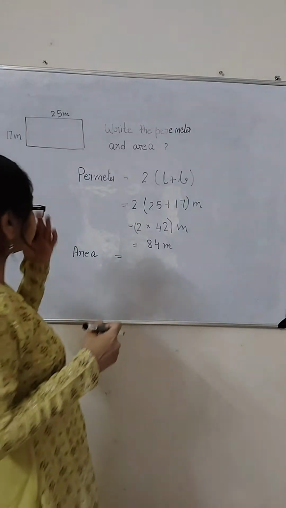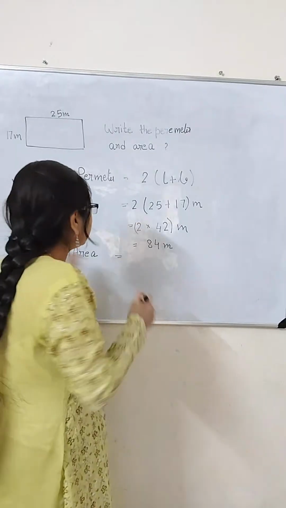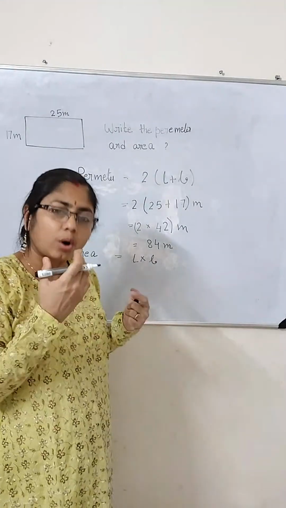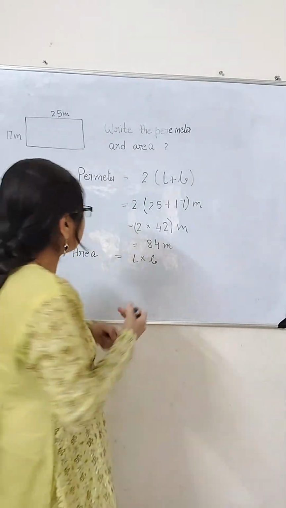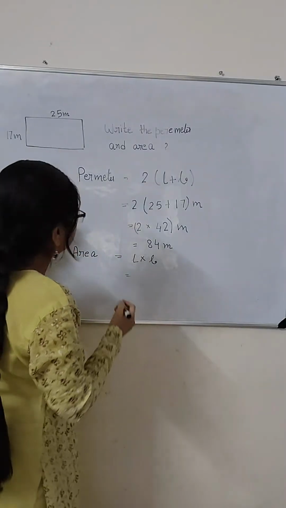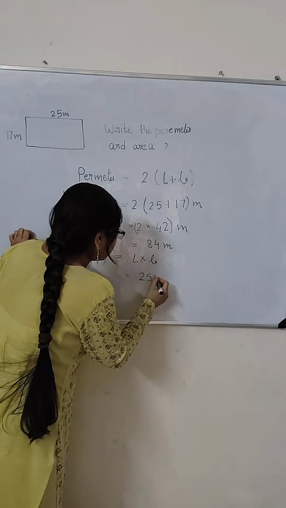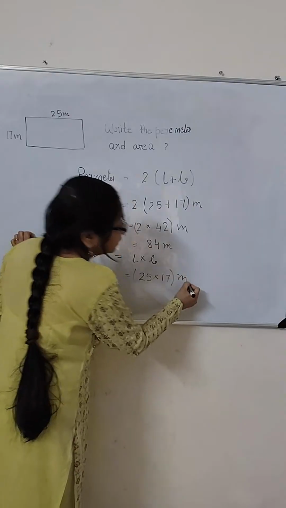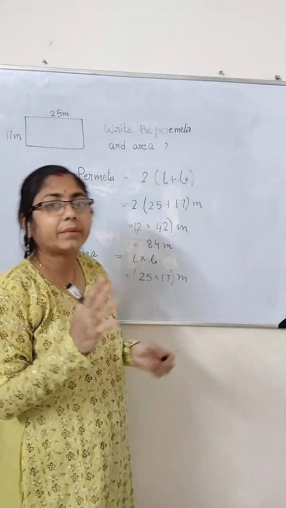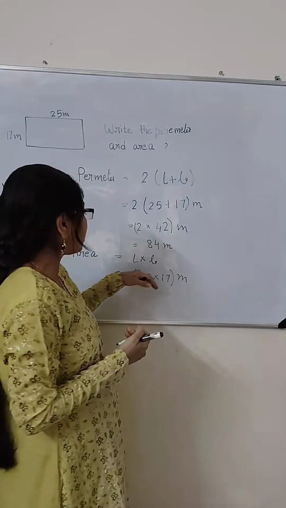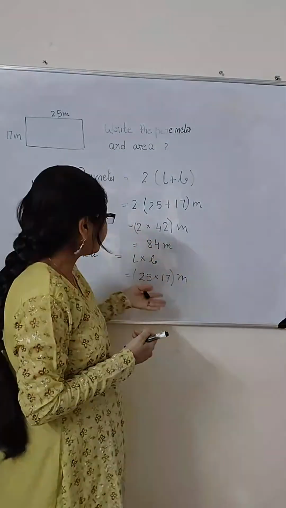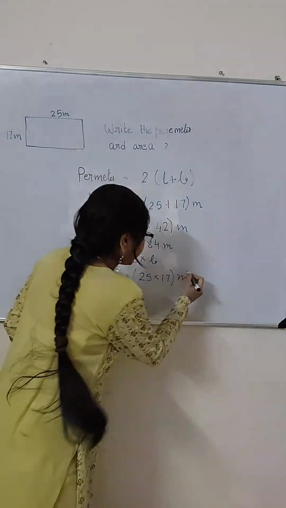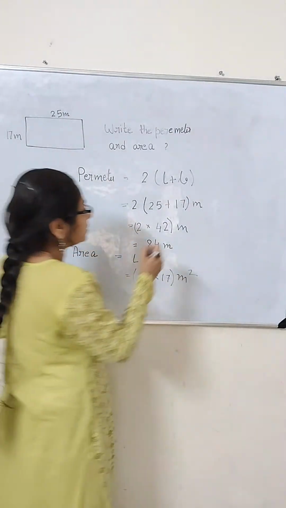And what is the area? Area is length times breadth. So I write L times B. Before starting maths, please always write the formula first. Then what is the value of the length? It is 25, and the breadth is 17 meter. But one thing: here is it meter or meter square? Yes, it is meter square. Why? Because 25 meter and one more meter, 17 meter, so meter times meter. For that reason I write meter square. Okay. Now I multiply 25 and 17.